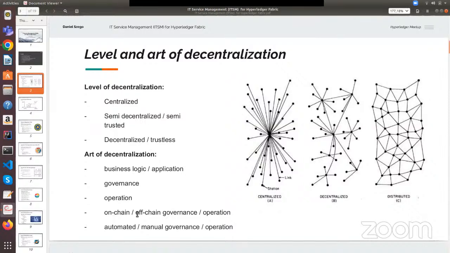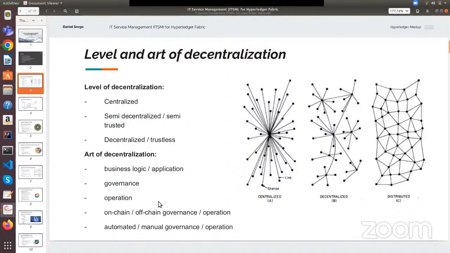So if you speak about decentralization, especially of governance and operation, we have on-chain or off-chain governance or operation, and we can have automated or manual governance as well. If you have a change in a system, practically it can be carried out in a manual way, or it can be executed in a more automated way. And if your governance model is fully decentralized, it can even be carried out in an automated and decentralized way as well. So these are all possibilities.